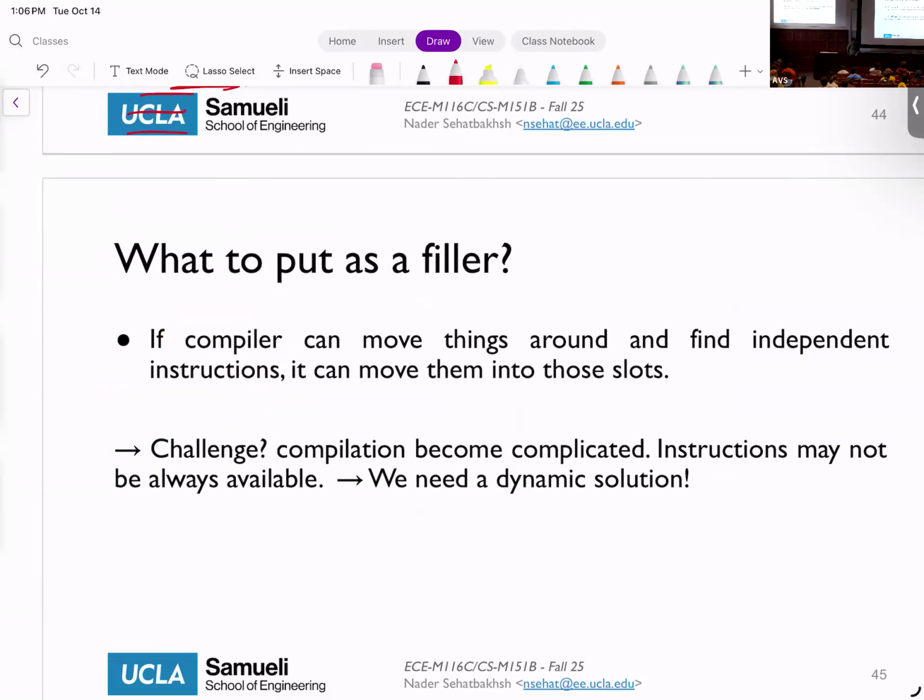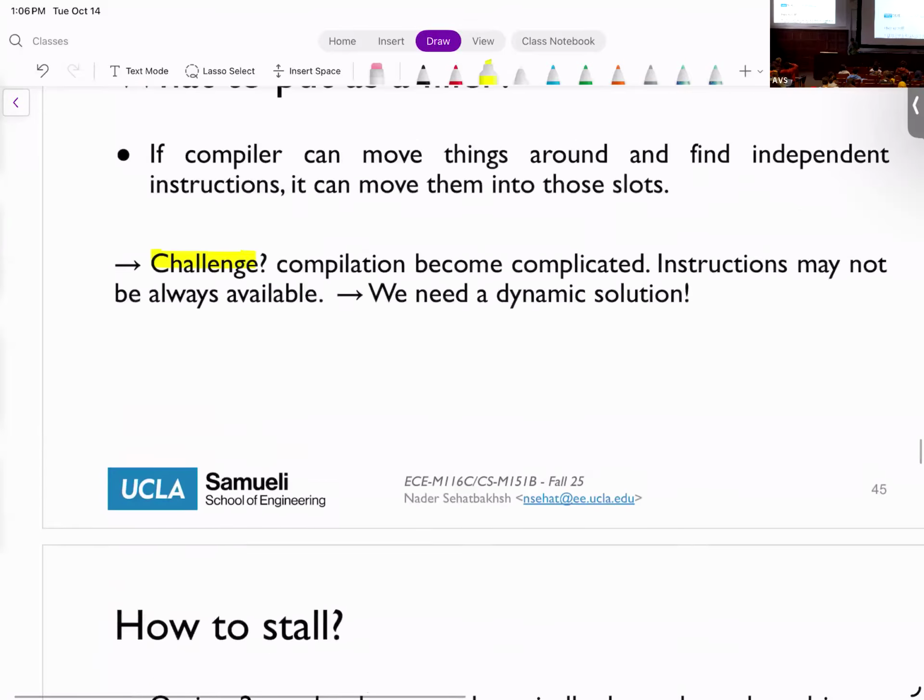Of course, there is a big challenge here: the compilation becomes very complicated, because the compiler first needs to understand all of these dependencies. Not only that, it needs to find instructions and move them up, and also check the dependency of those instructions with these instructions. There's a whole bunch of things that need to be done there. Some compilers are capable of doing that, and in fact some of them are doing that, but many compilers cannot. Okay, just keep that in mind.